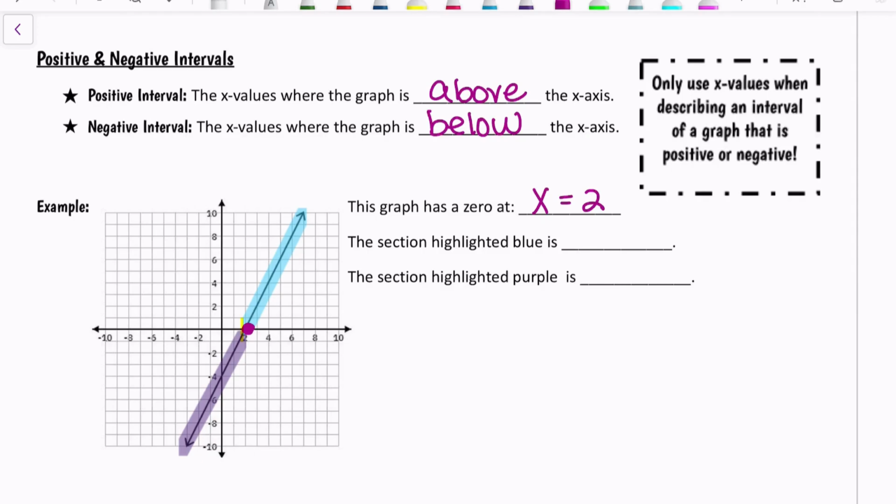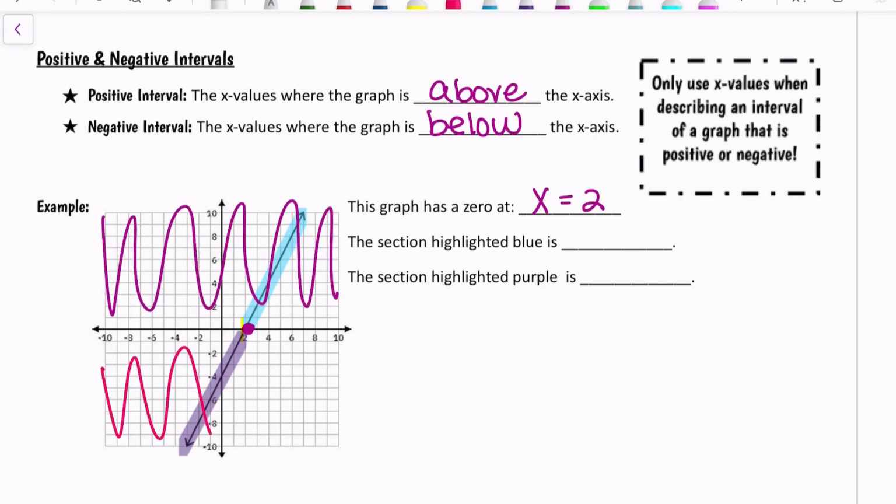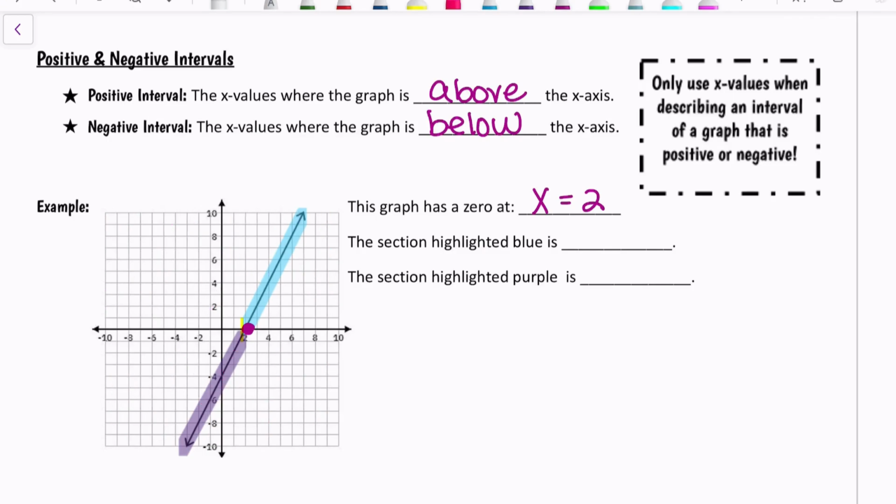The section highlighted blue is positive because it's above. This is where the graph is above, and then this is where it's below. And so the part that's above is my blue part, and it starts at 2 and it goes above the x-axis for the rest of the function. And I'm choosing to use interval notation. Some people use inequality notation, and I use open interval notation for positive, negative, because that is typically what you would see in a pre-calculus or calculus course.